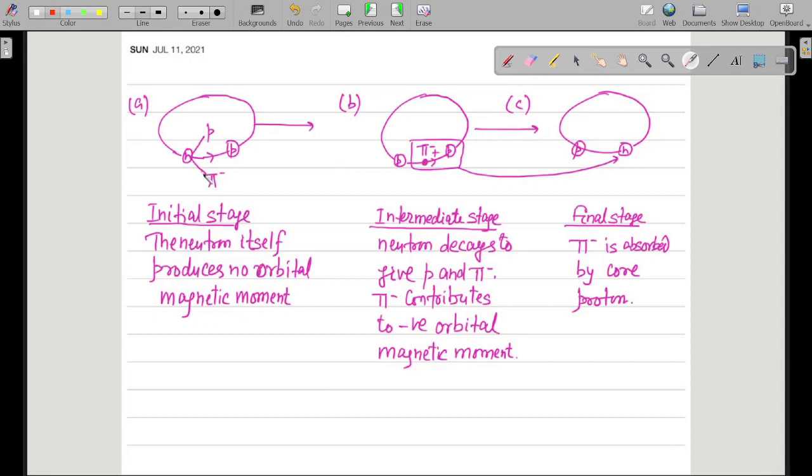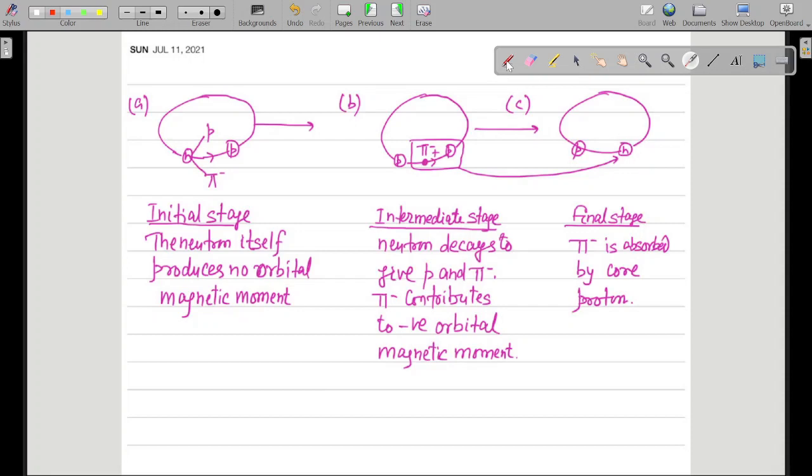So this conversion from neutron to proton, and this proton that is being converted into neutron, this interconversion from neutron to proton and proton to neutron is continuously going on inside the nucleus, while the nucleons are revolving around the center of the nucleus.